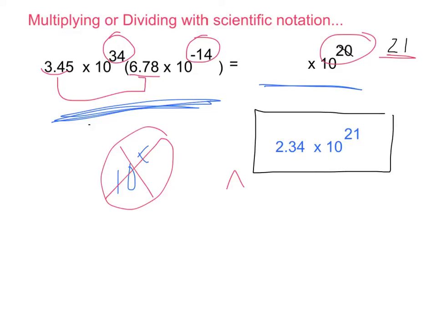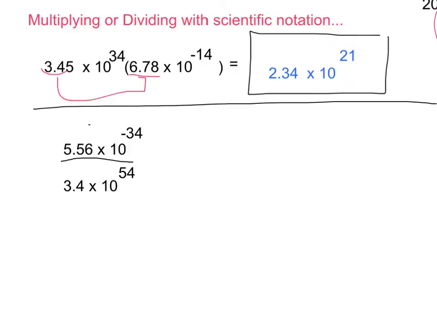Okay, let's look at dividing. On dividing, what you want to do is take these exponents and subtract them. So you take 30 minus 34 minus a 54, and you should end up with about a negative 88 for an exponent. Now if I don't end up with about a negative 88, then I know I did something wrong.